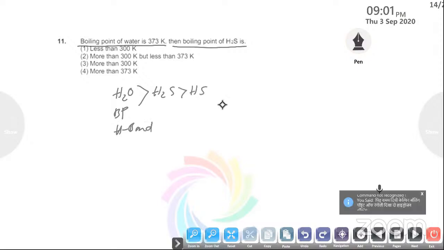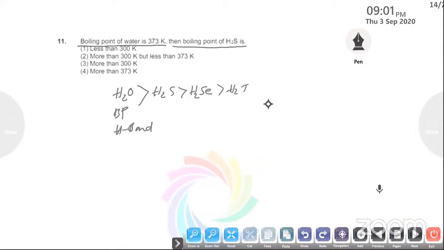So, this is the boiling point order. This is the highest boiling point for water only, because of hydrogen bonding. When you compare this with any other, the remaining are all actually gases. So, H2S is not having any such boiling point.